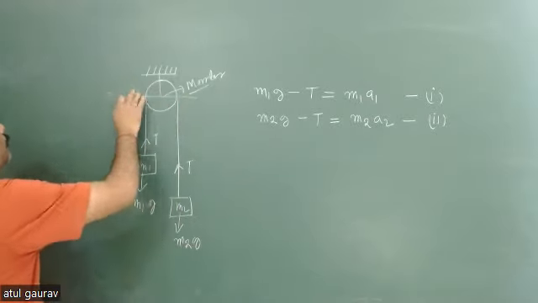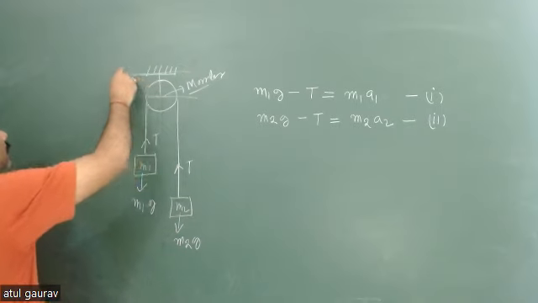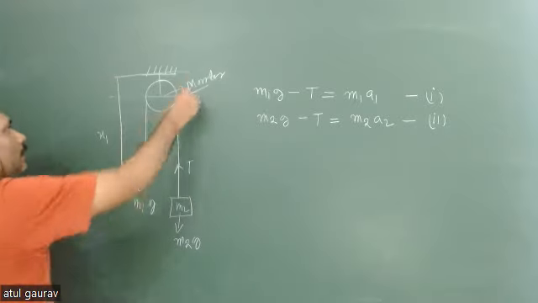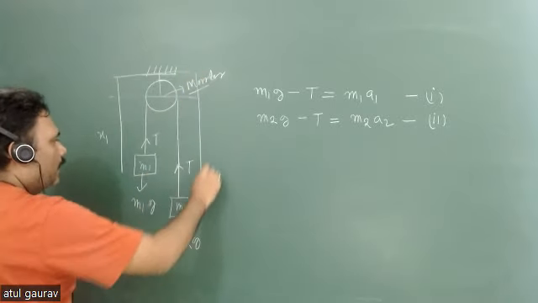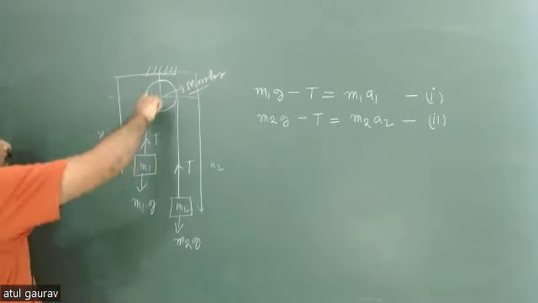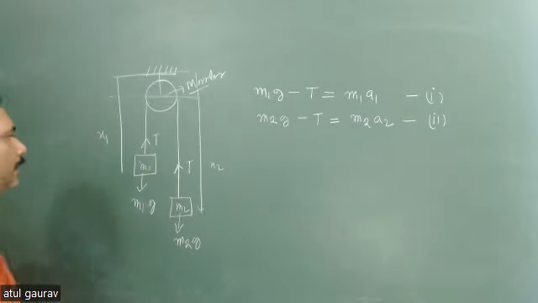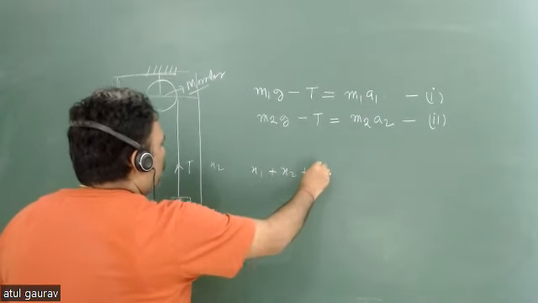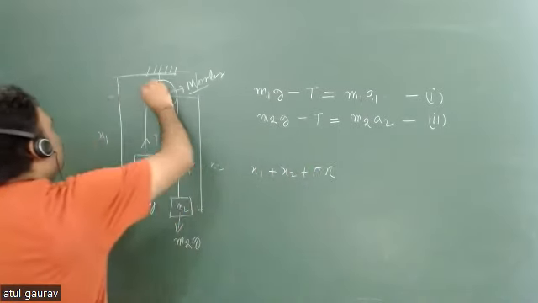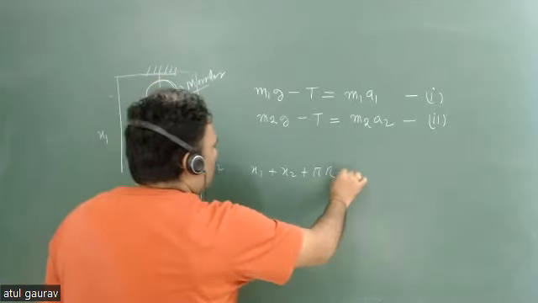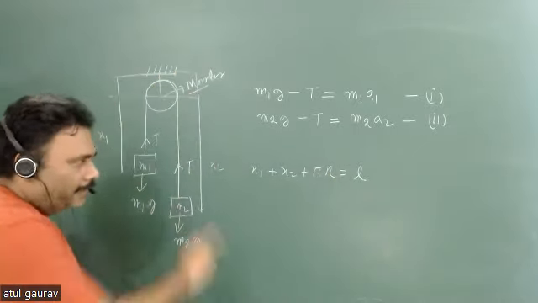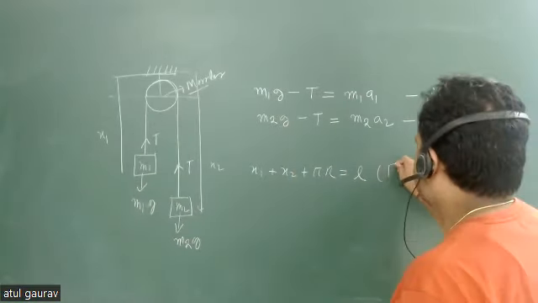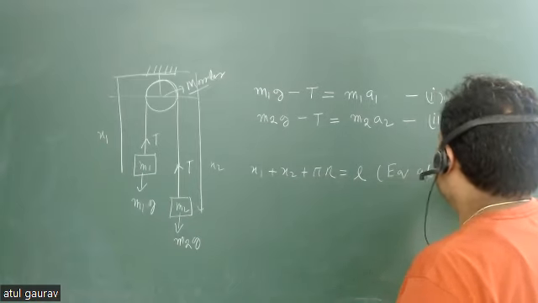You can assume this is your reference level. I can say this is my x1, and this is my x2. I know that this length of rope is constant. Then I can say x1 plus x2 plus pi r, this pi r being the rope over the pulley, is equal to some length L. This is your equation of constraint. Very important.